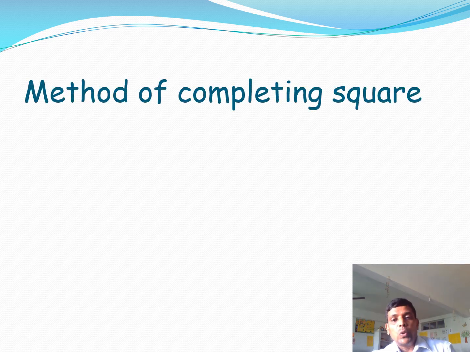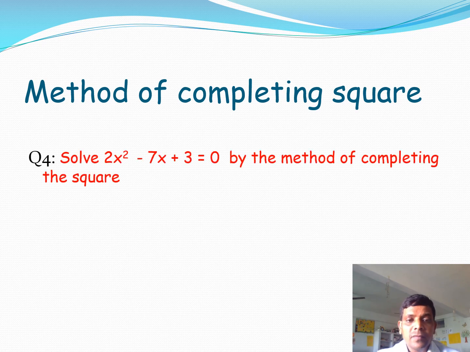So 10 meters is the length, 4 meters is the breadth. Now we are going to the next method, completing the square. Solve 2x square minus 7x plus 3 equals 0 by the method of completing square. This is very important.